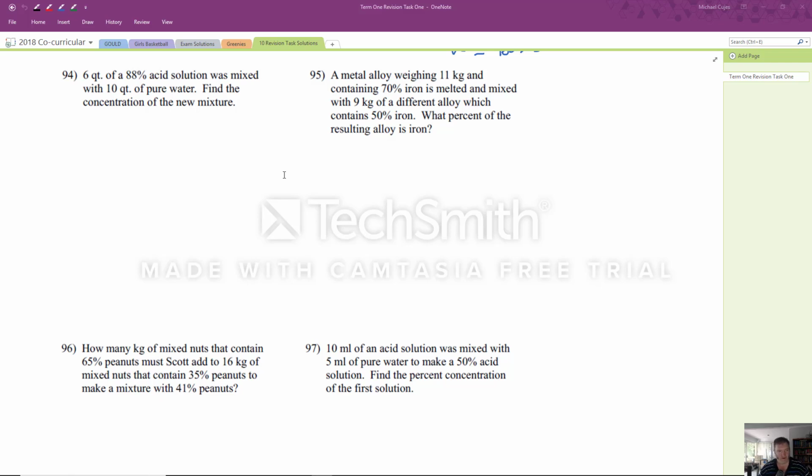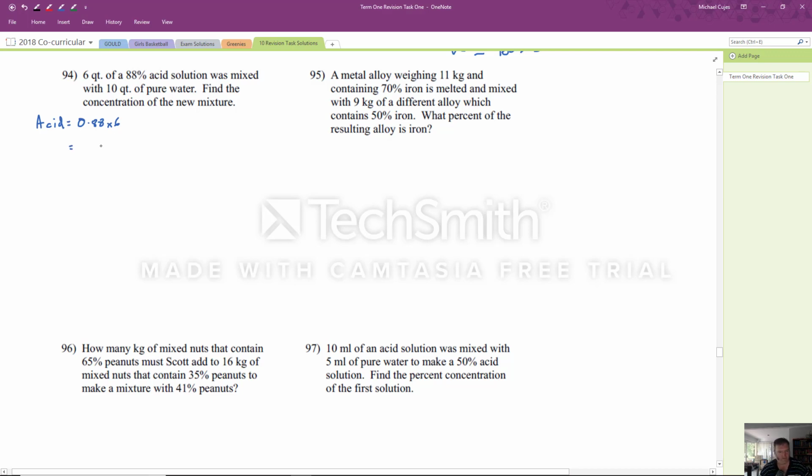Okay, on the downhill run here, question 94. 6 quarts. So these worksheets are produced by an American company, hence the strange units, but we can work with it the same way. If an 88% acid solution was mixed with 10 quarts of pure water, find the new concentration, and I think they want that as a percentage. So 88% of the 6 quarts is acid, so that's the same as 0.88 times 6. That's the amount of acid that I have in terms of volume.